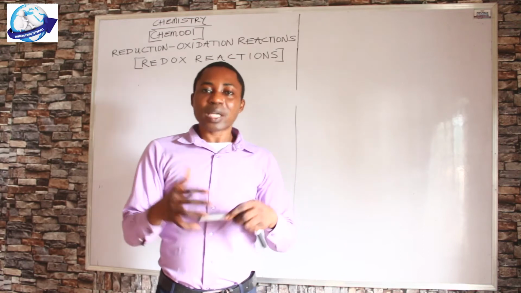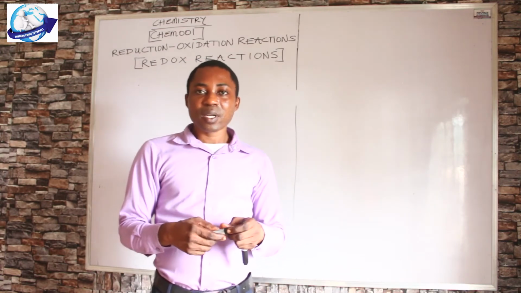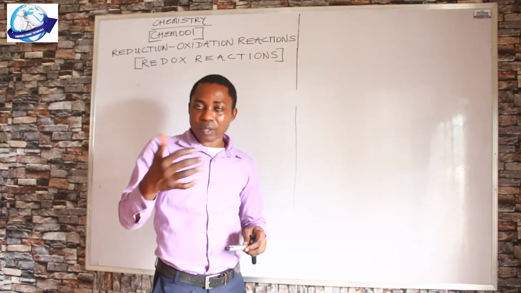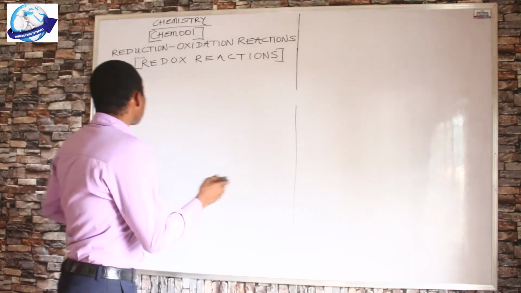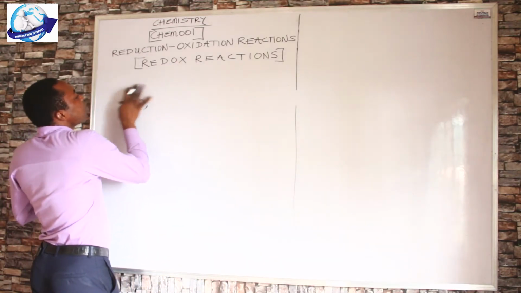Now, let's see the different examples of oxidizing agents. We have the non-metals, like oxygen. We also talk about the halogens. These are examples. Non-metals like oxygen is one of them. We also have the halogens.